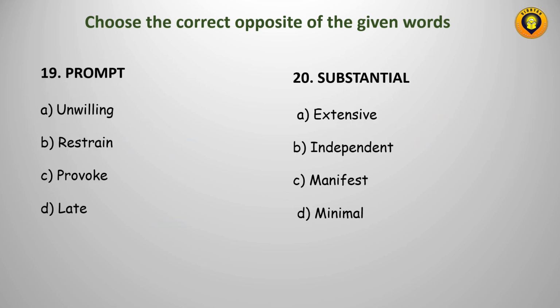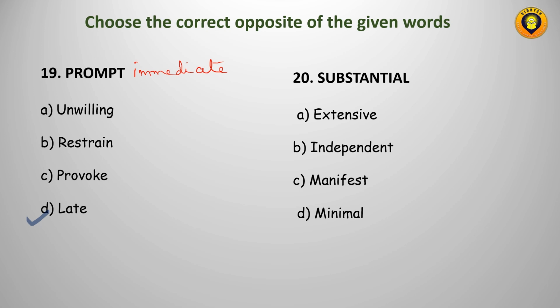Prompt. It has four options: unwilling means disinterested, restrain means control, provoke means trigger, and late, which we already know means delayed. Prompt is a very common word. We have already come across this word. It means immediate. So according to this, obviously our answer would be late.